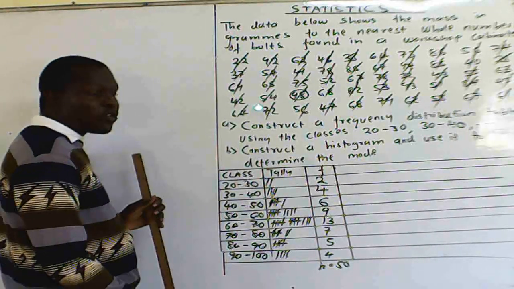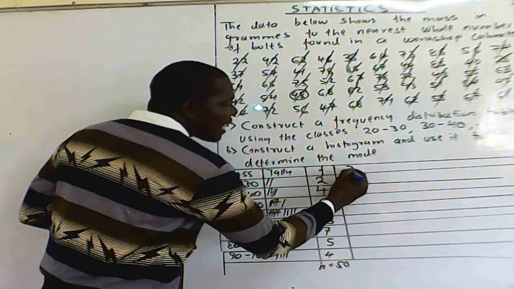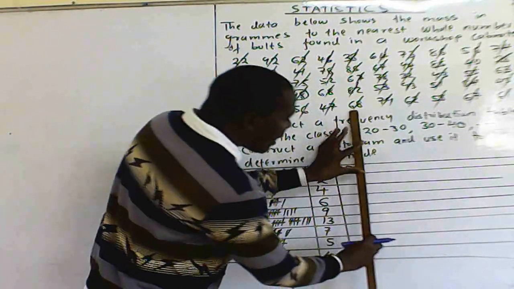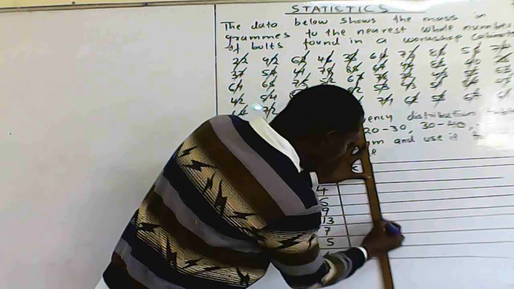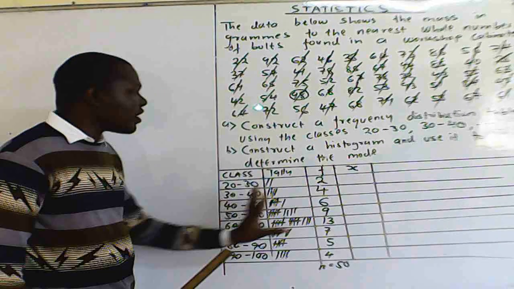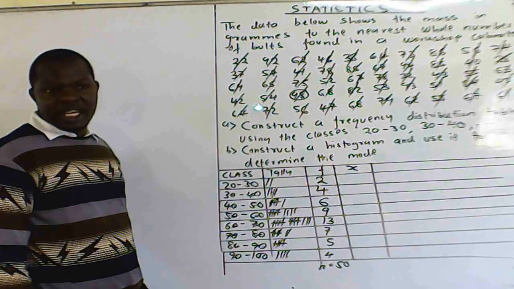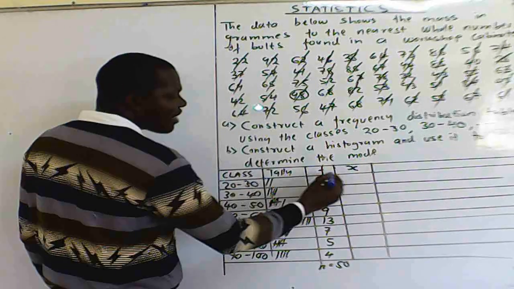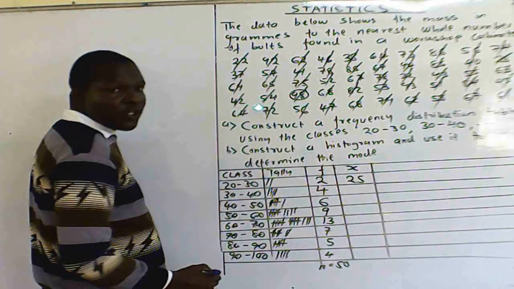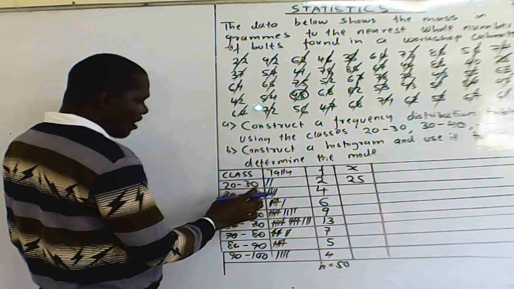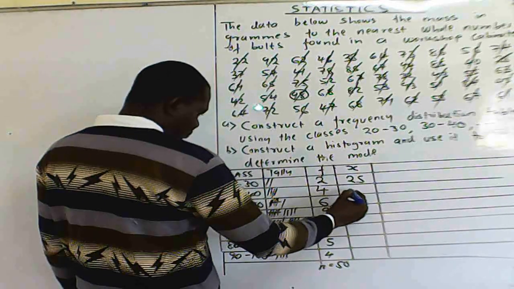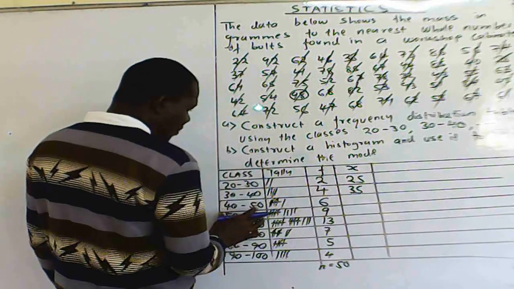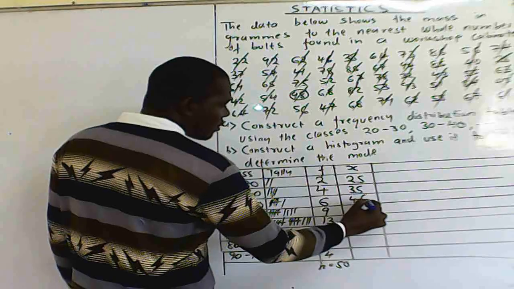So a frequency distribution table has the frequencies and the values denoted for every class, isn't it? So you must get the X values for your frequency distribution table to be complete. Are you clear? So X are the midpoints. Midpoint of 20 and 30 is 25. Midpoint of 30 and 40 is 35. Midpoint of 40 and 50 is 45.